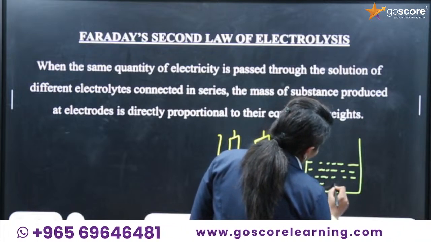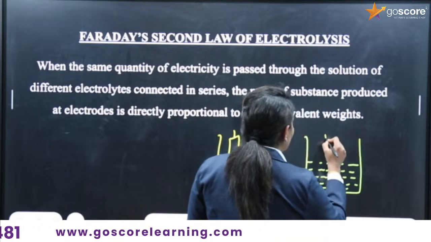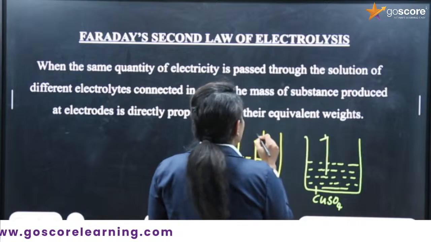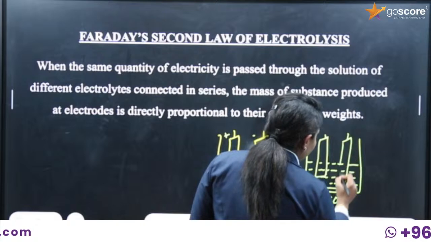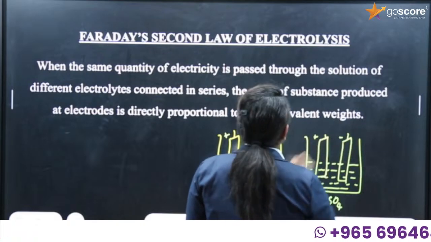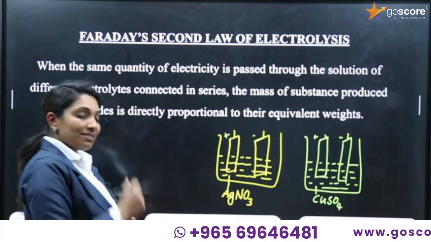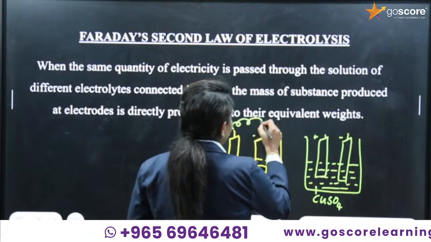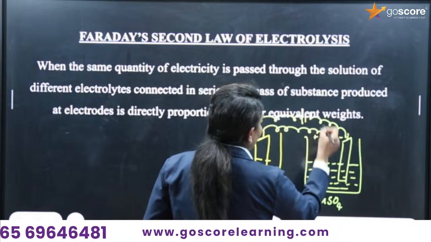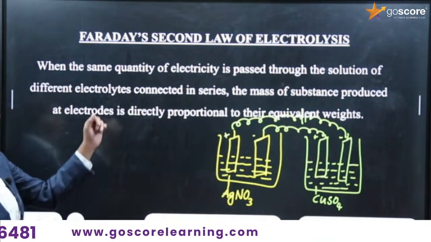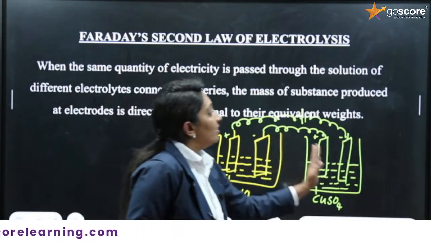So this is the copper sulfate solution. In that also I am dipping one cathode and one anode, connecting these two electrolytic solutions in series. I'm connecting the battery to this and this to this. Now see, here I have connected two different electrolytic solutions in series.